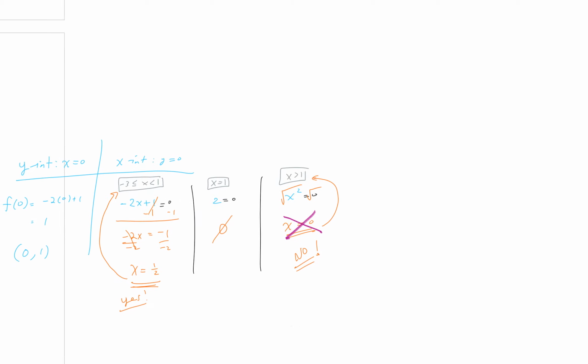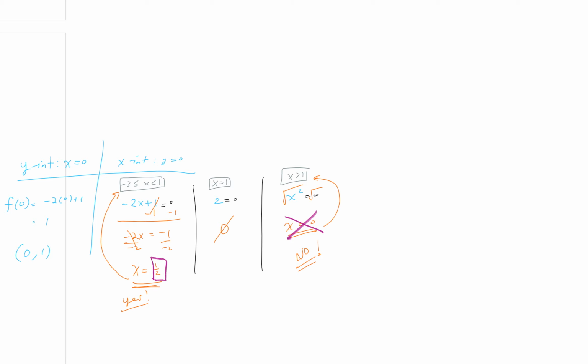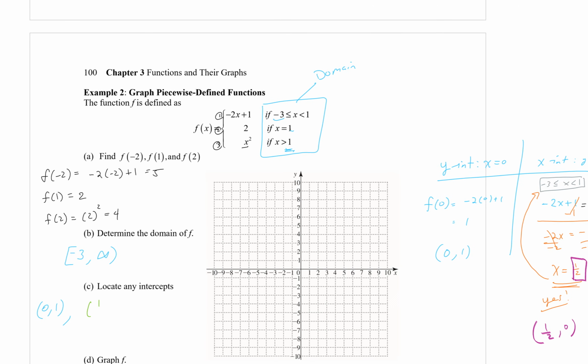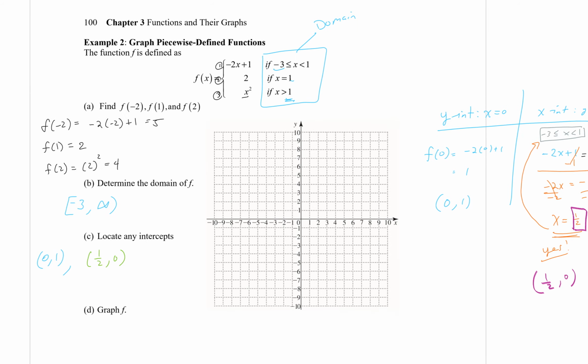So it only has one x-intercept, and that's 1/2. This x-intercept as a coordinate is (1/2, 0). Don't forget that. So we're going to go ahead and put that: (1/2, 0). That's the x-intercept. We're done. Now we're going to graph. So let's go ahead and graph.